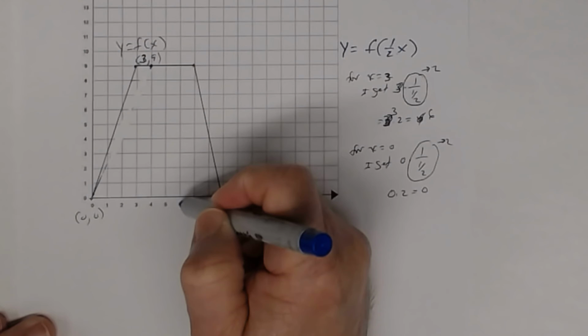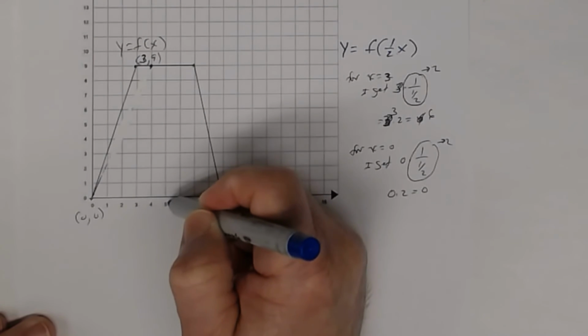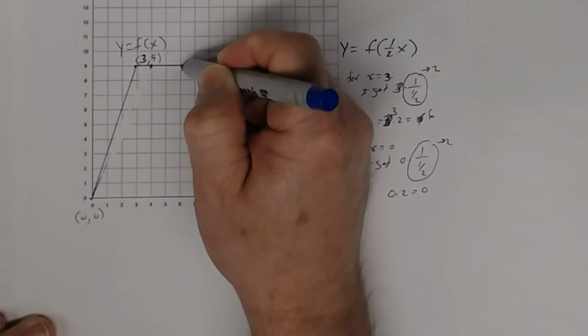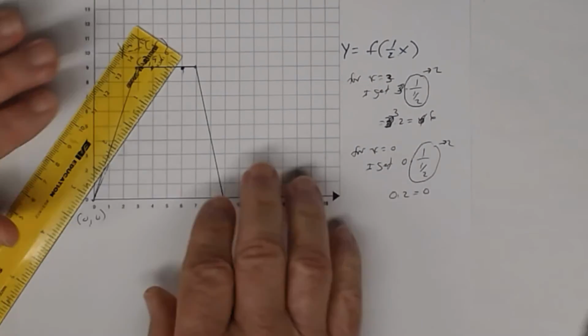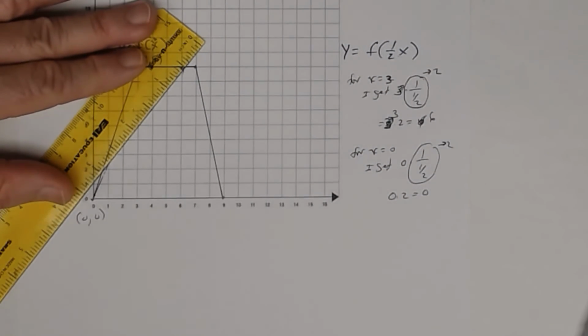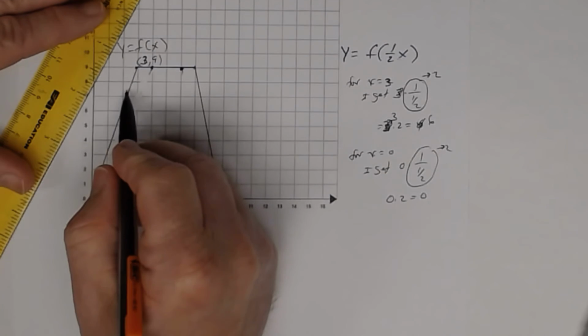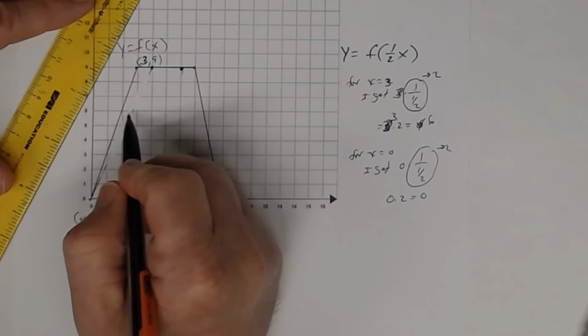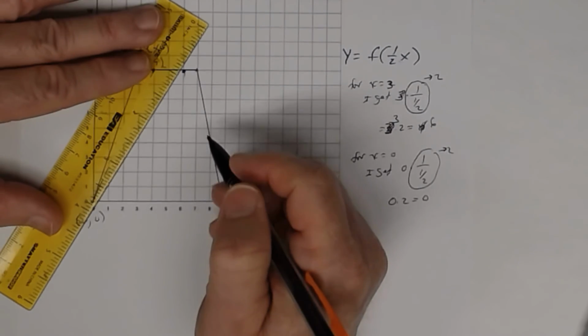So here's 6, 9. Make sure I'm doing this. So that's 4, 5, 6, and then 6, 9. All right, so that becomes this now. All right, so it makes a little bit better sense. I knew something was wrong because when I did the horizontal, the size didn't quite make sense.